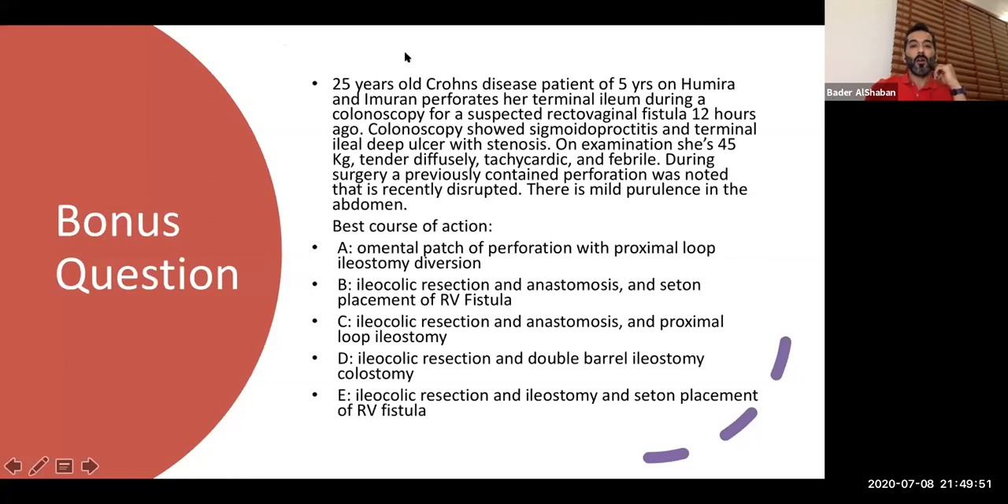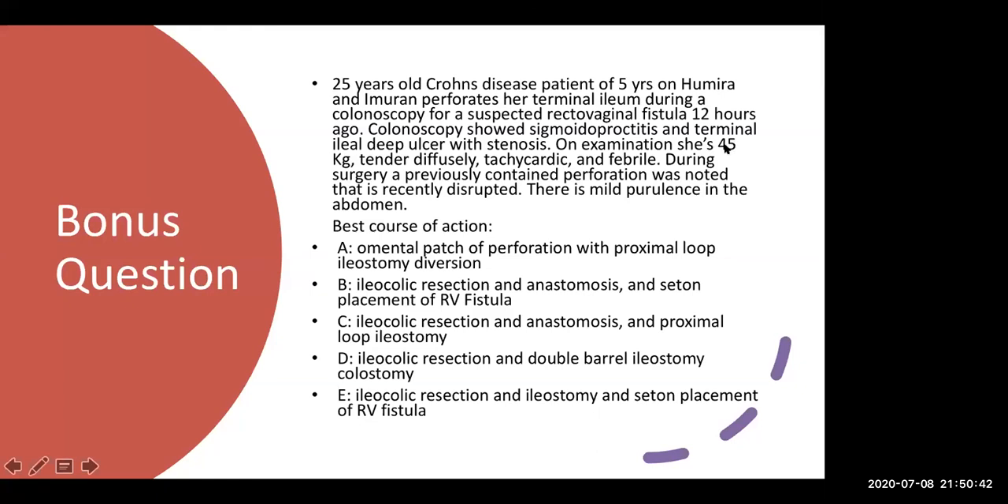The options are: A, an omental patch for the perforation with a proximal loop ileostomy; B would be an ileocolic resection of the perforation with anastomosis and then seton placement for the rectovaginal fistula. C would be an ileocolic resection and an anastomosis and a proximal loop ileostomy. D would be an ileocolic resection and a double barrel ileostomy colostomy. Or E would be an ileocolic resection and anastomosis and ileostomy proximally and the seton placement of the rectovaginal fistula.